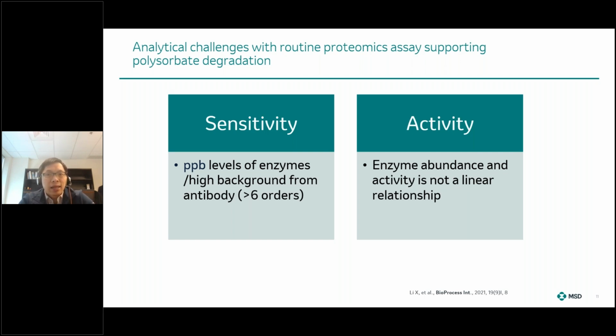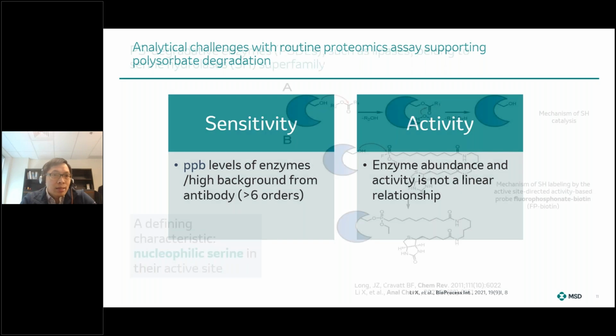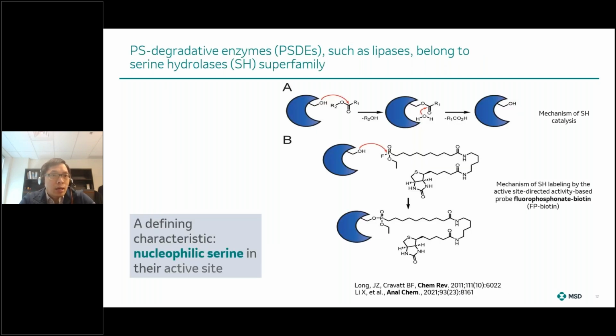Is there any assay that can really solve these two challenges in a single assay? The answer is yes. When we did the research, we found that polysorbate-degrading enzymes, or PSDs, such as lipases, belong to the serine hydrolase superfamily. One signature of this family is a nucleophilic serine in their active site, which shows the mechanism of action of serine hydrolase catalysis.